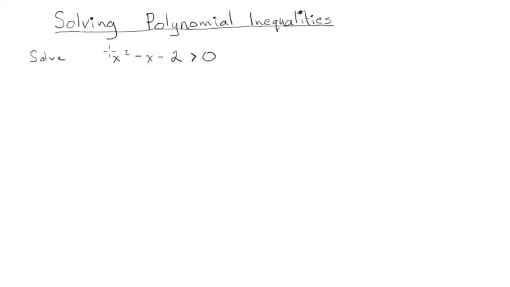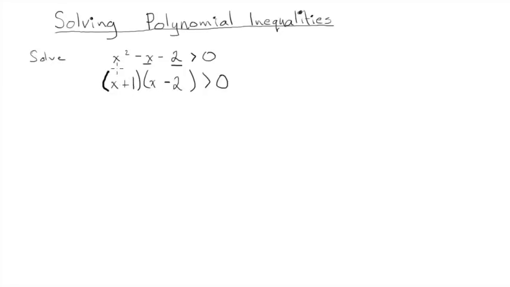We want to figure out which x values make this thing positive, or bigger than 0. It's probably not surprising that your first step is going to be to factor, just like it was if we wanted to solve an equation. If you want to solve a quadratic equation, you factor. So if you solve a polynomial inequality, you factor. We're going to factor the left side of this inequality, and you need to think of numbers that multiply to -2 and add to -1. So the numbers there would be -2 and +1.